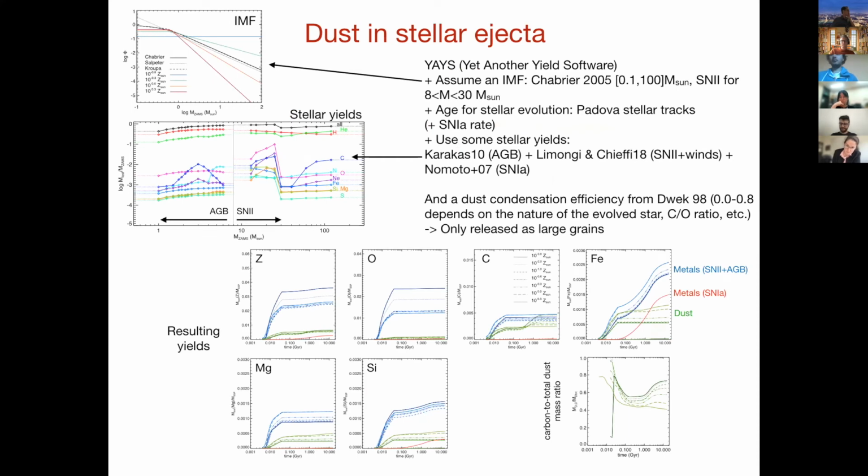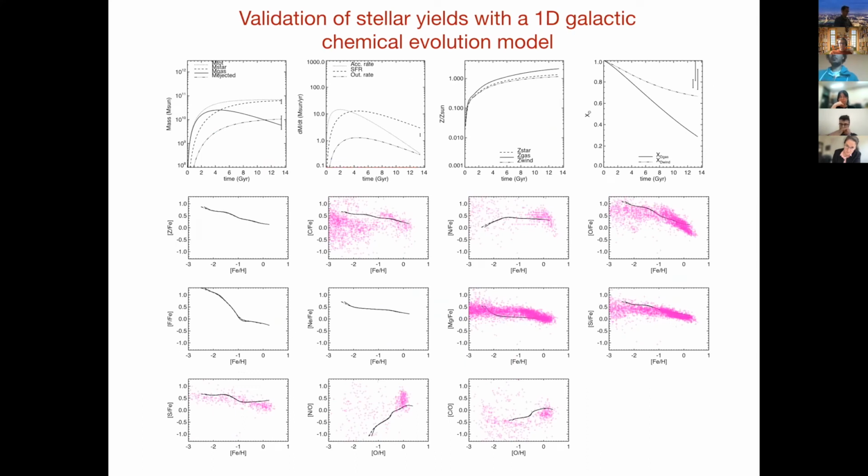Step by step, we have included dust in stellar ejecta. For that, you need to assume an initial mass function, some isochrone tracks for stars, some stellar yields, and then finally a dust condensation efficiency. When you have that, you have your input stellar yields, stellar dust yields as well, and this is validated, at least for the chemical part, not for the dust, through galactic chemical evolution models. I just show you this very quickly, but you see the chemical tracks here.